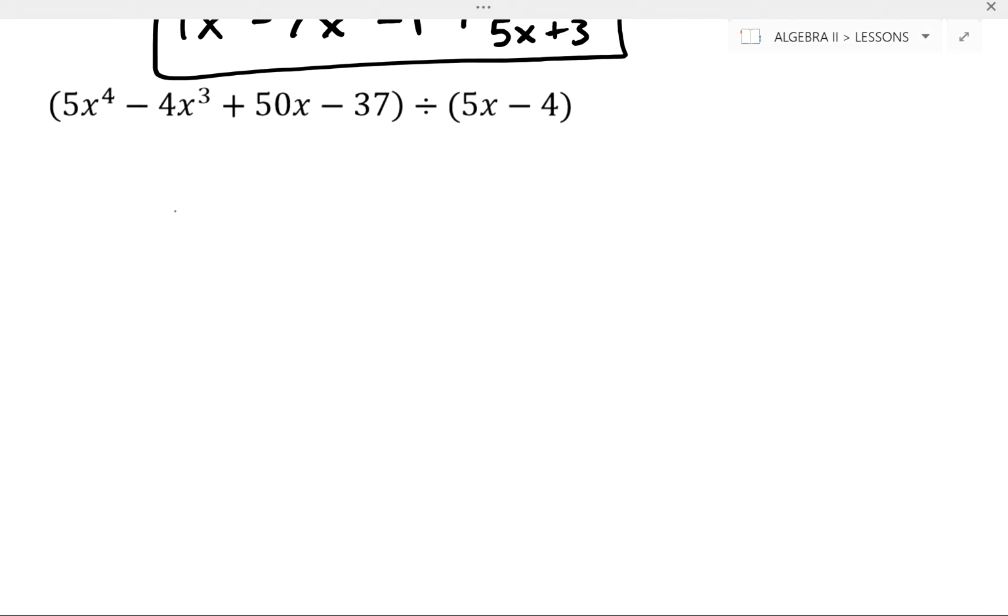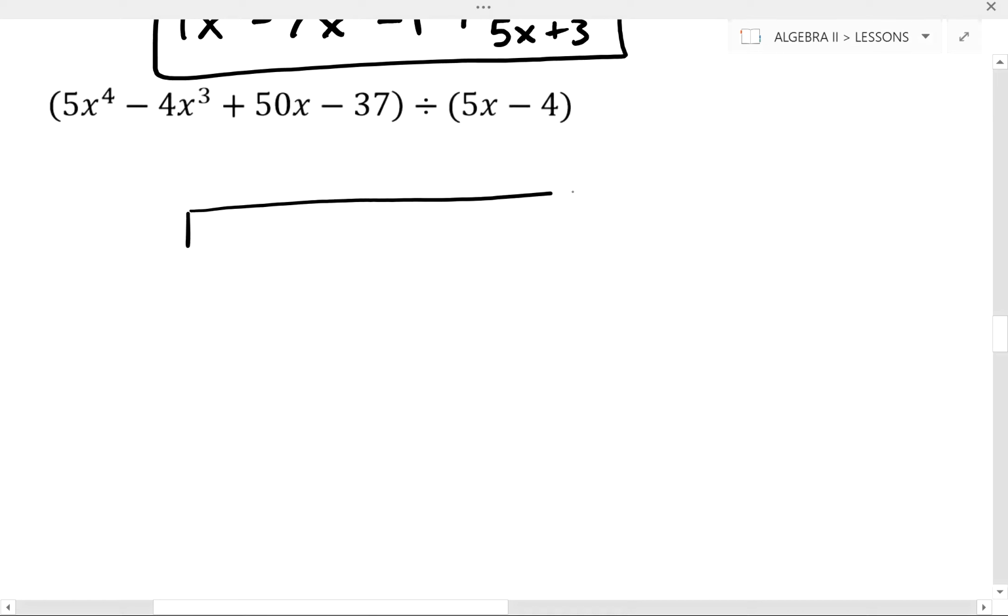So, set up again, normal division sign. Again, the only numbers that go underneath are the coefficients. So in that case, it's the 5, negative 4. Now we've got to be careful here because there is no x squared term between the x to the third and the x. Just like long division, we have to have a placeholder. So we're going to put a 0 in there. Now I've got my 50, and last I've got my negative 37. So those are the numbers that go underneath the division sign.